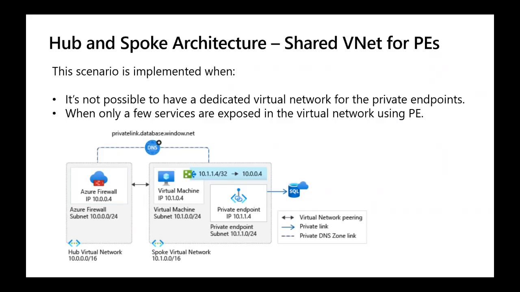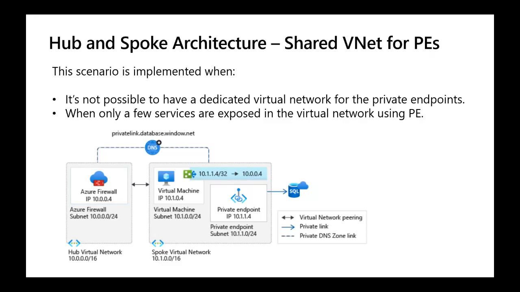So like I mentioned, in this webinar we'll take a look at this second deployment architecture. This is the hub and spoke architecture, where you have a shared VNet for the private endpoint and the virtual machine. You can see here how this architecture looks. You have a hub virtual network where you have your Azure Firewall deployed, and you have the spoke virtual network with your virtual machine and the private endpoint.